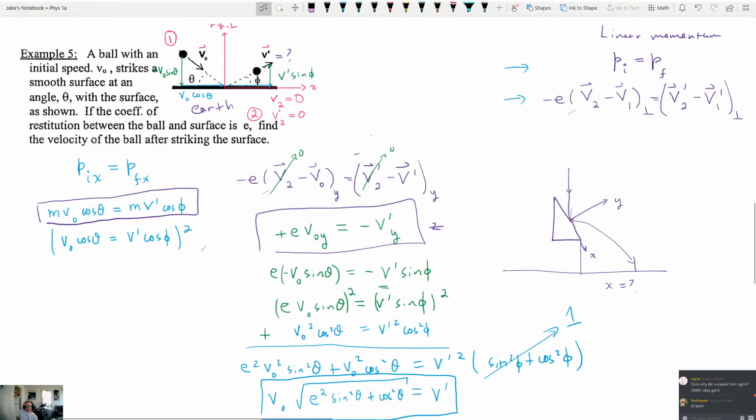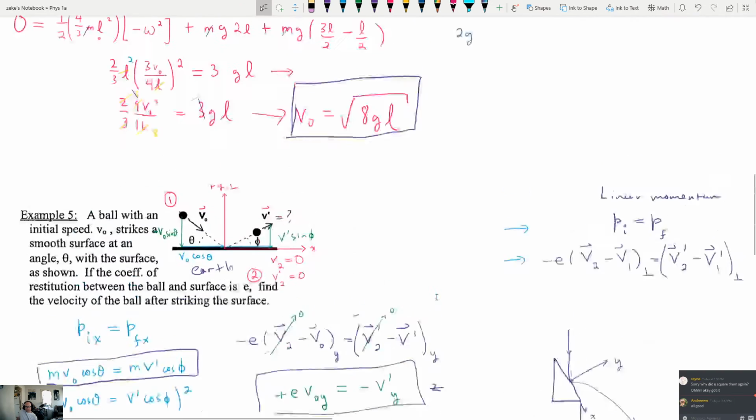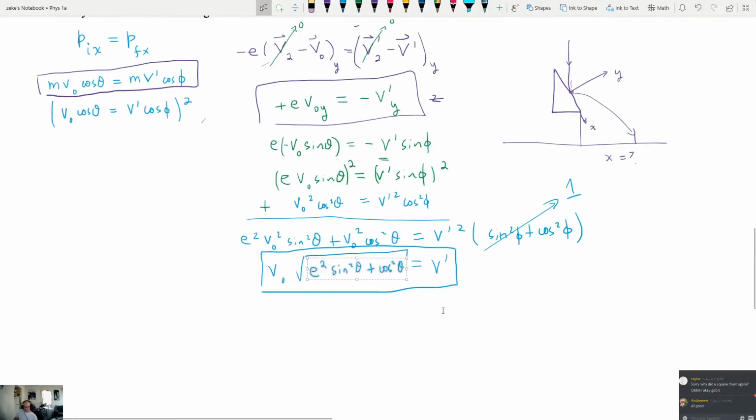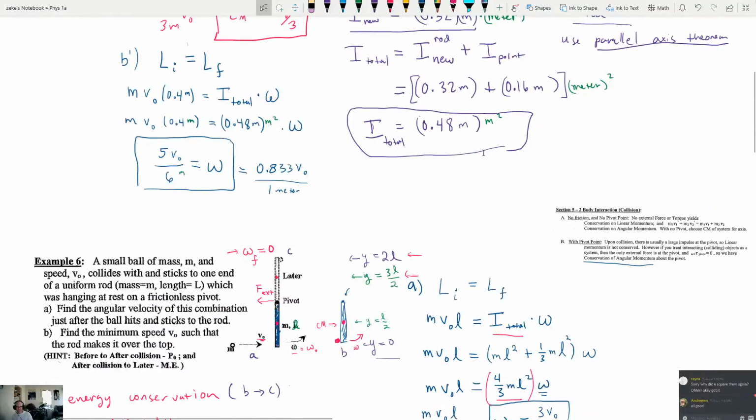Can you see that if e was equal to 1, the velocities would be the same as each other, right? It'd be the same. But since e is less than 1, this guarantees that v prime will always be less than v, because the square root here is going to be some number less than 1, basically.